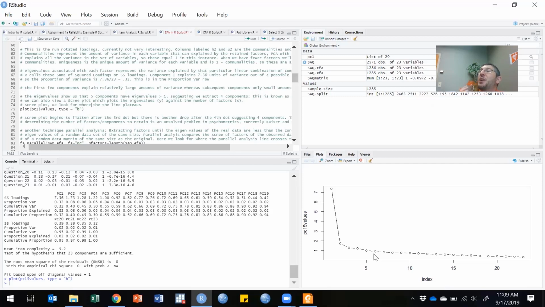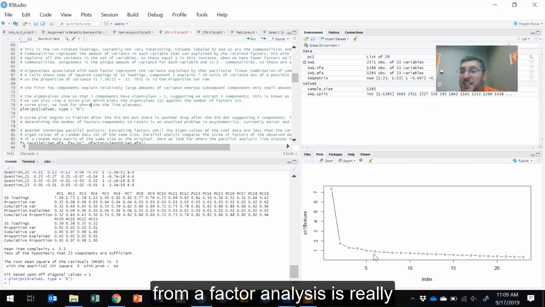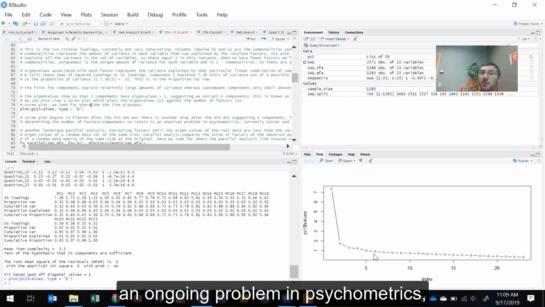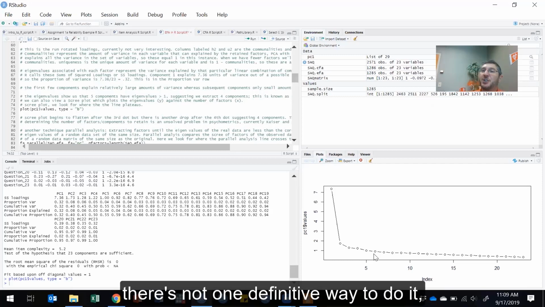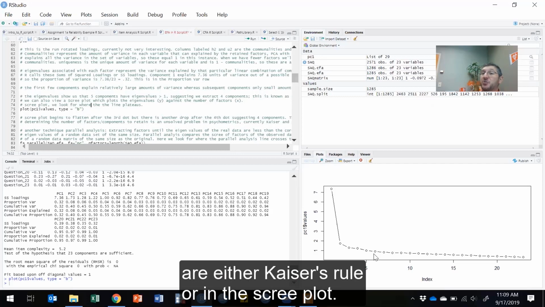Determining the number of factors to extract from a factor analysis is really an ongoing problem in psychometrics. There's not one definitive way to do it. Probably currently the most popular ways are either Kaiser's rule or the scree plot.